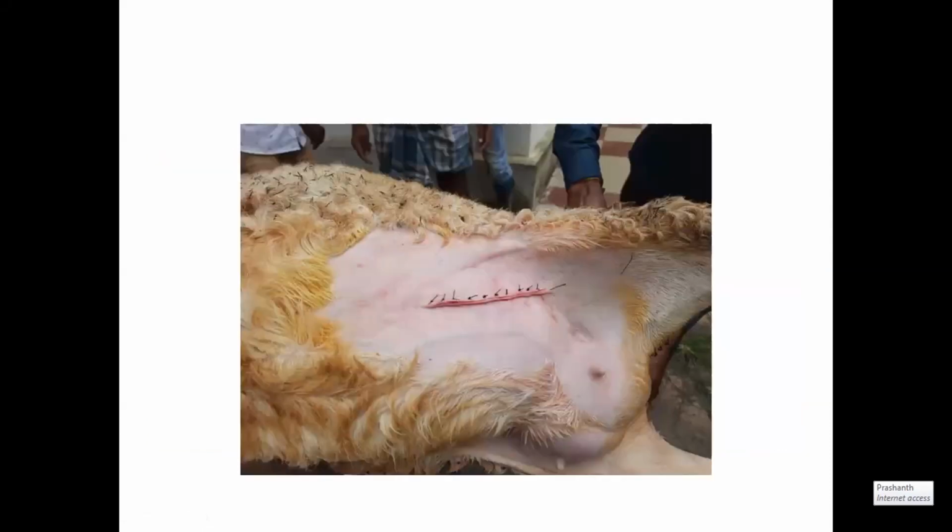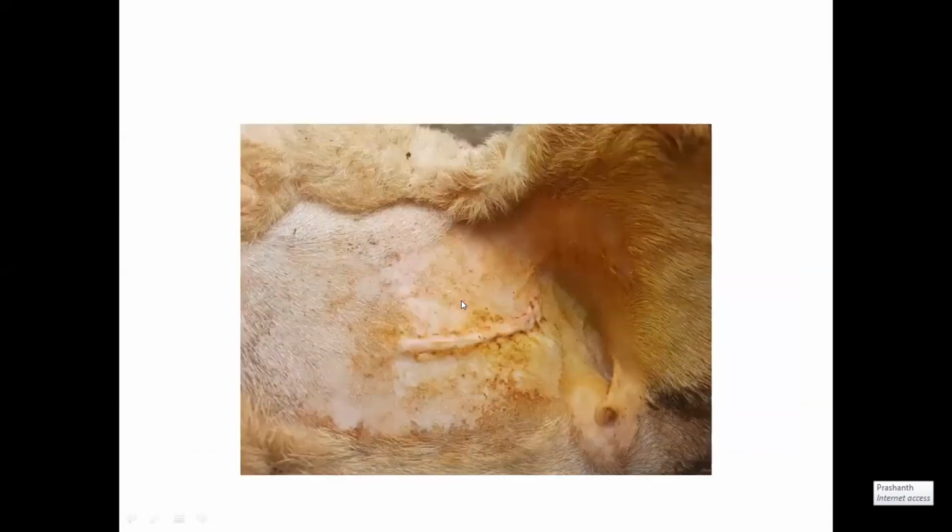This is another case of sheep which was presented with dystocia. I went for this approach just below the flank fold, and this is after removal of the sutures. Skin sutures should be removed after 10 to 15 days. This is after maybe around 20 days. So like this, the uterus was taken out.